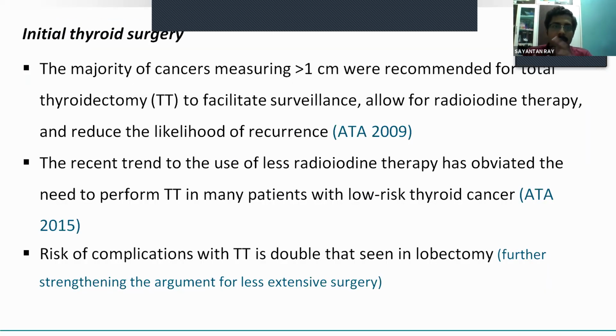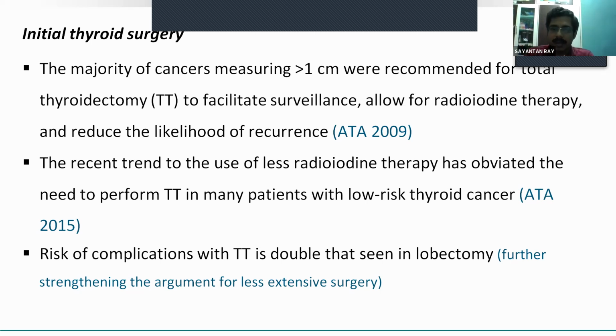So if we found an iso to hyperechoic nodule, there is more possibility of a follicular variant of PTC. So moving to the initial thyroid surgery. Surgery is the initial treatment for most thyroid cancer and is often curative for those with low risk disease. If we go back to the earlier ATA guidelines, that is of 2009, the majority of cancers measuring more than 1 centimeter were recommended for total thyroidectomy. Why? To facilitate surveillance, allowing for radioiodine therapy, and reduce the likelihood of recurrence.